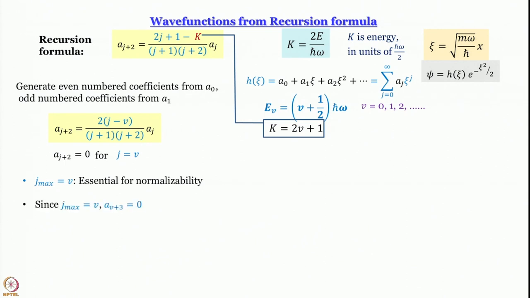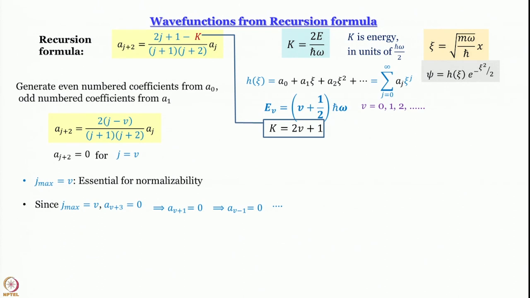Now, let us consider something. So, we are saying that it is the maximum value of j. So, A_{v+3} should also be equal to 0, is it not? Which means A_{v+1} is also 0, you are just going down by 2, which means A_{v-1} will also be equal to 0. What does that mean? What is the relationship between A_v and A_{v+1} or A_{v-1}? If v is even, then v plus 1, v minus 1, these are odd and vice versa.